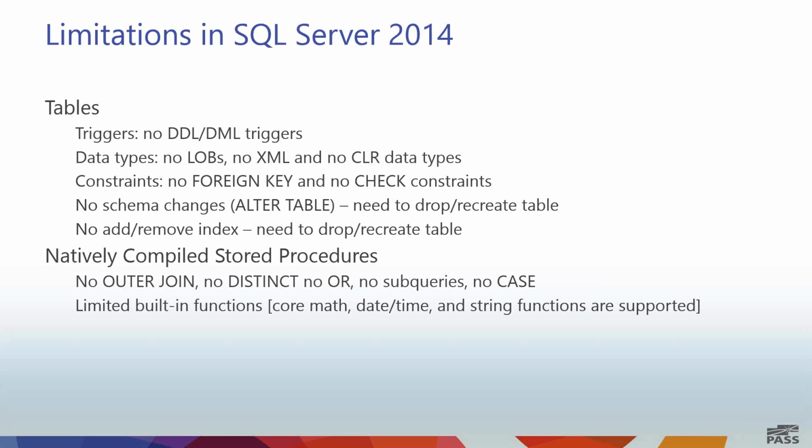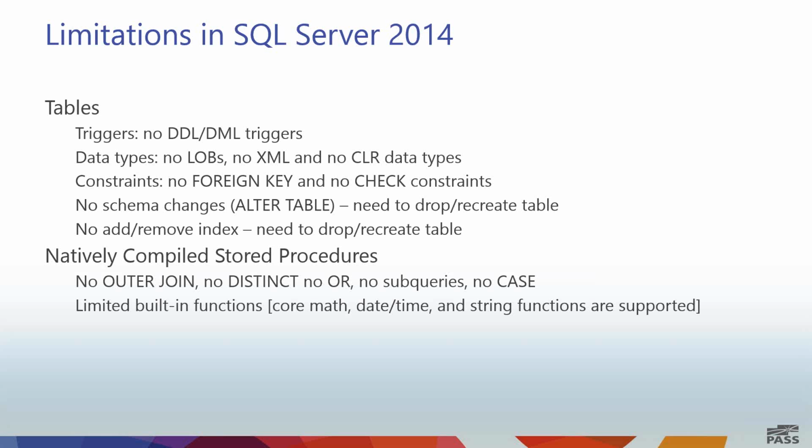So first on tables, we have no triggers, no database or server triggers or DML insert, update, delete triggers for memory optimized tables. In terms of data types, we don't have the LOB types, so varchar max or varbinary max are not supported, and also no exotic types like XML or CLR. In terms of constraints, we do support default constraints, but we don't have foreign key or check constraints.